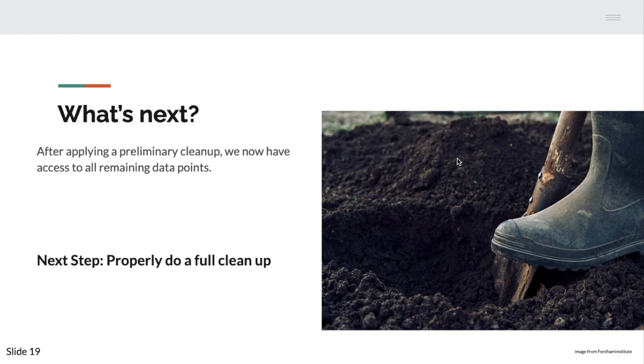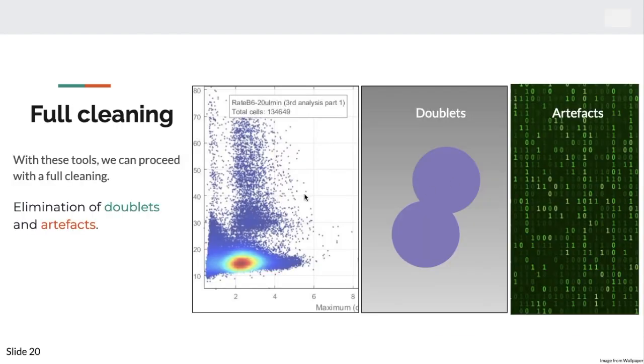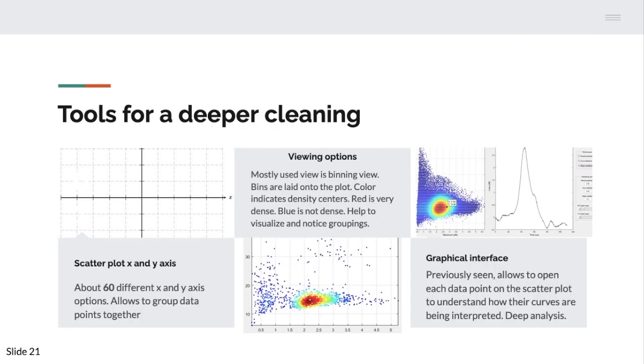So in this case, we really have to dig into the data and we want to look for doublets and artifacts. Now, what are these? Doublets are basically 2 cells that are tightly bound together, and they're usually eliminated based on their larger widths, and they're not relevant to the experiment. That's why we can eliminate them. And finally, we also want to spot and eliminate artifacts, which are computational errors done by the software. How do we do that? Well, for that, we will need more tools.